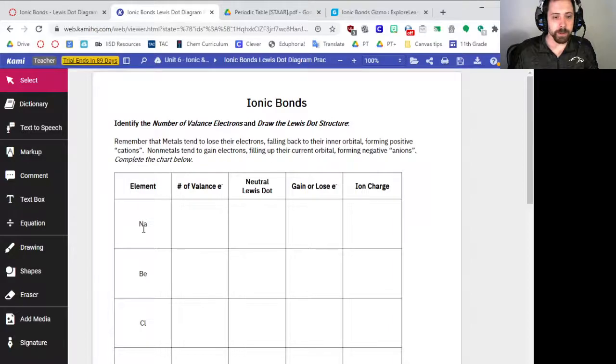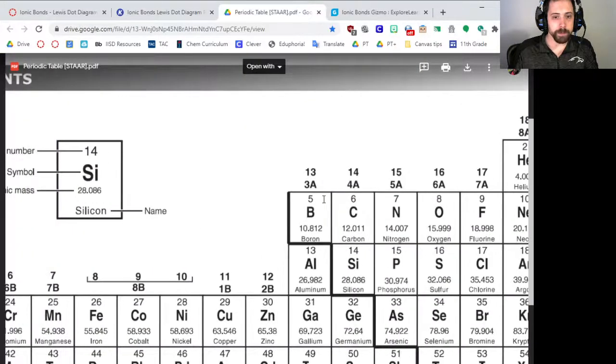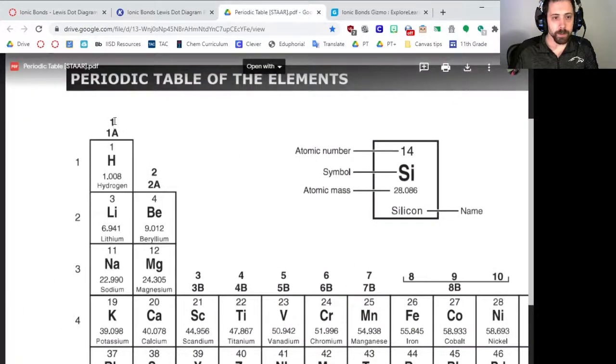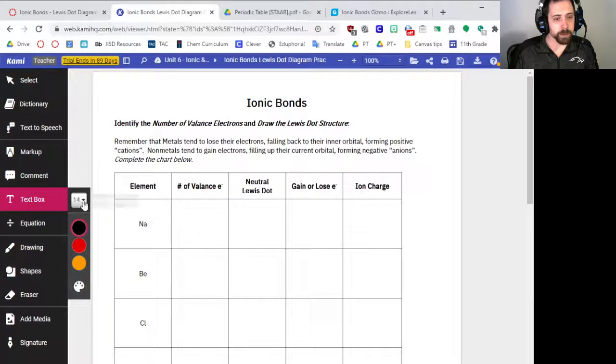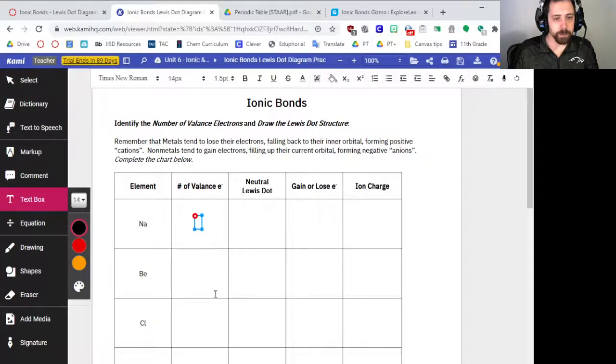So if we look at this, sodium should have 1 valence electron. Let's go ahead and fill it in. You can fill it in on this by clicking the text box over here, and then just clicking in the middle. And there you go. Type in 1.